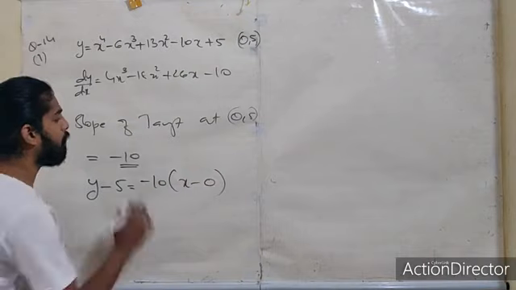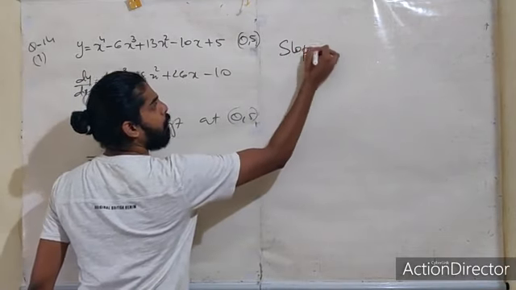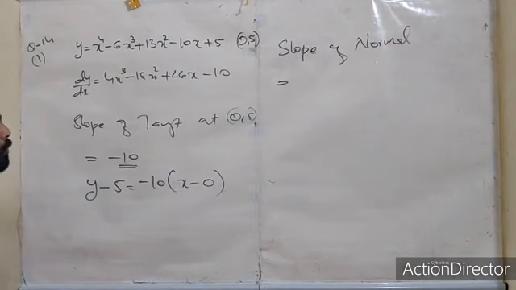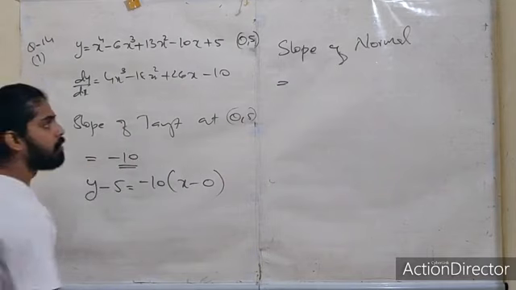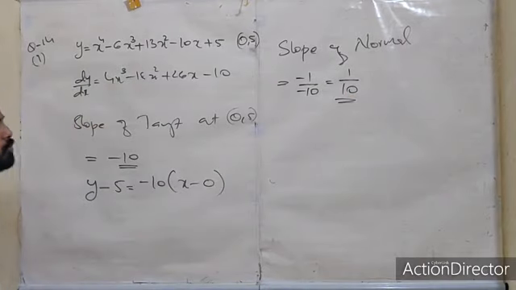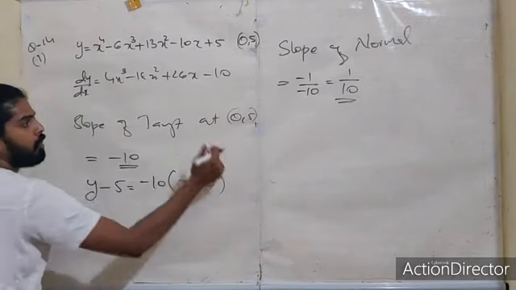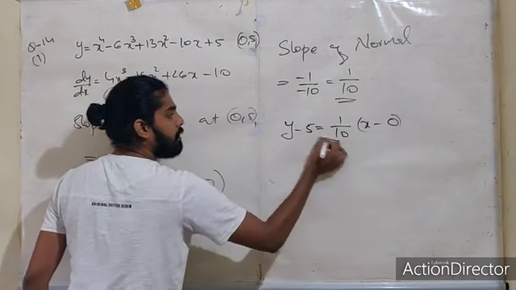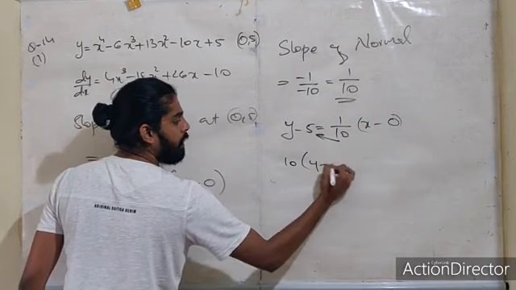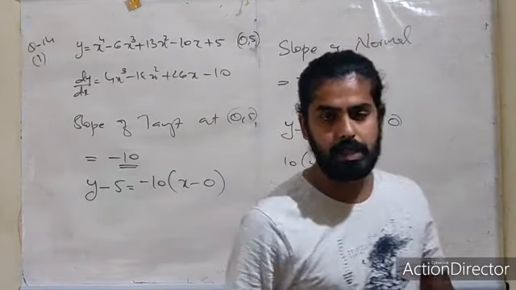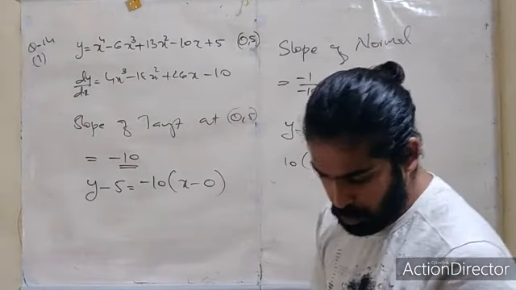Now for the equation of the normal, first we will find the slope of the normal. The slope of the normal will be the negative reciprocal of the slope of the tangent, which is negative 10. So negative 1 by negative 10 is equal to 1 by 10. 1 by 10 is the slope of the normal. Now we will find the equation of the normal with this slope and the same point 0, 5. So y minus 5 is equal to 1 by 10 into x minus 0. Taking 10 to this side, 10 into y minus 5 is equal to x. Simplify this to find the equation of the normal. This is done.